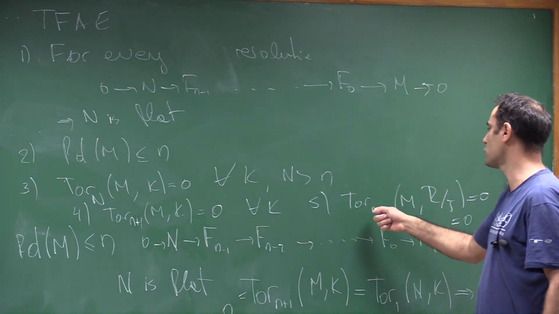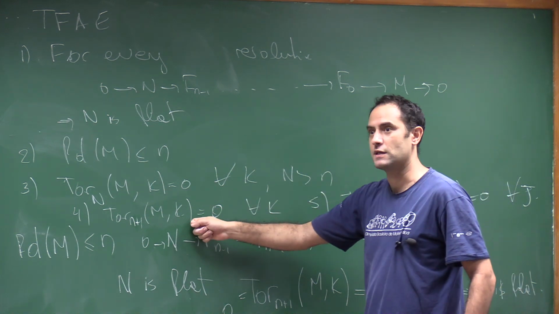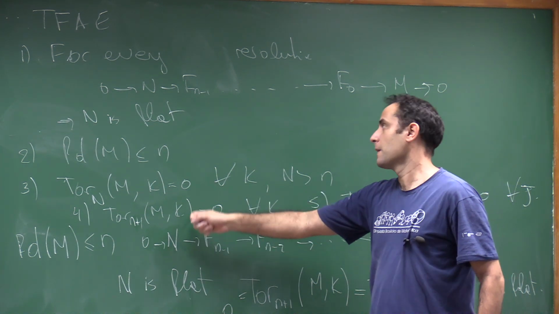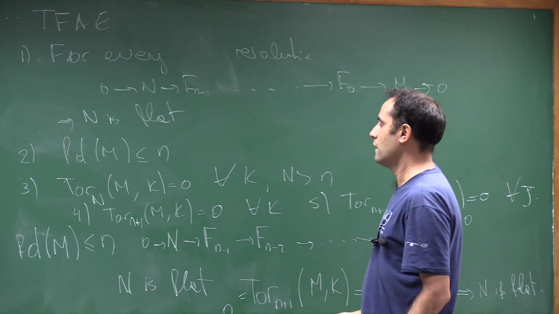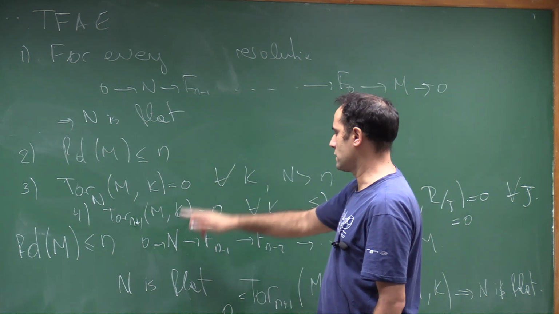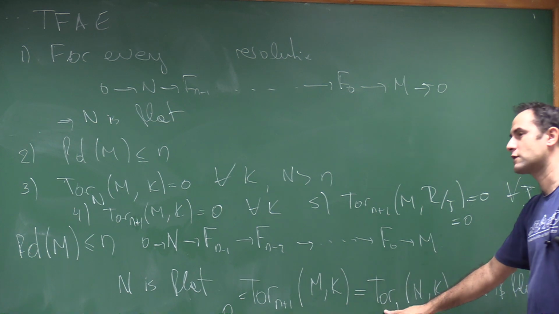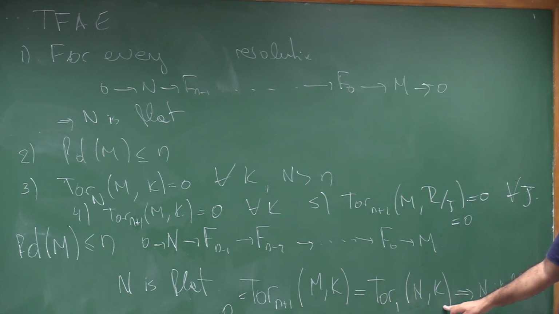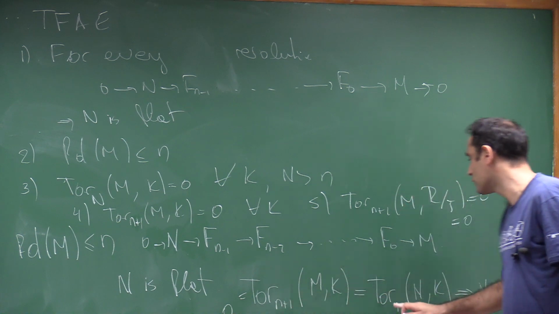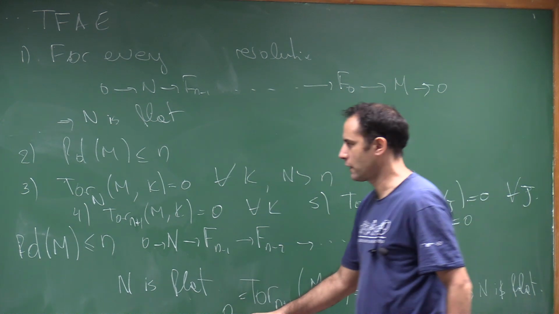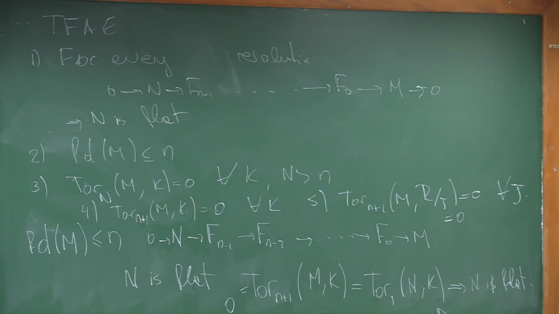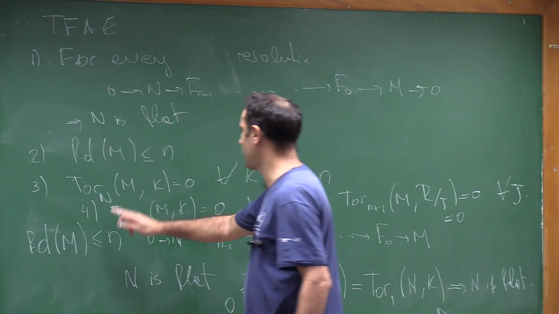It's obvious. I only need to check that this, which is equivalent to this, which I've already checked, implies this one. And now this implies this one. Same condition: Tor_{n+1}(M, K) is the same thing as Tor_1(N, K). And if this is 0 for everyone, then Tor_1(N, K) is 0 for every K, and therefore N is flat. Okay. So we have this equivalence of all these things, and I can check flatness in this way.